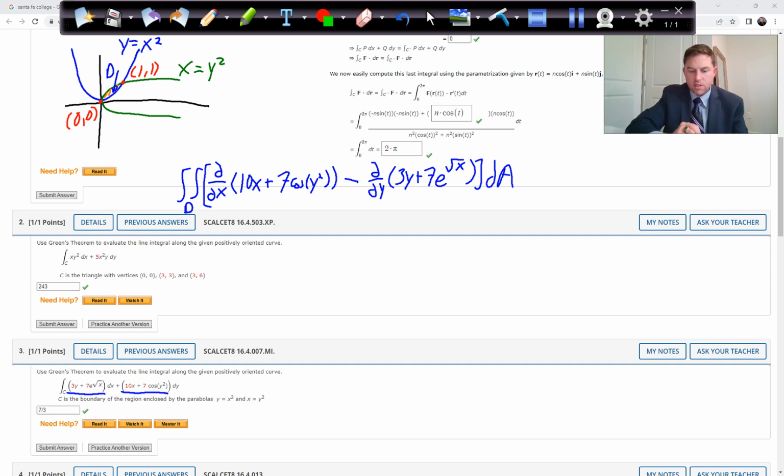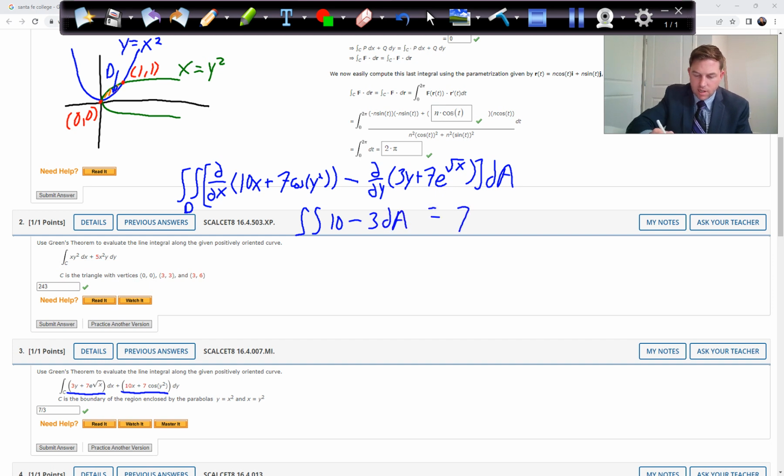And lucky for us, cosine y squared would be messy, e to the radical x would be messy, but all those messy terms are going to go away because the derivative with respect to x of this first term is just 10. So we're going to get double integral 10 minus the derivative of the second term with respect to y, which is just 3. So it's a super easy integral.